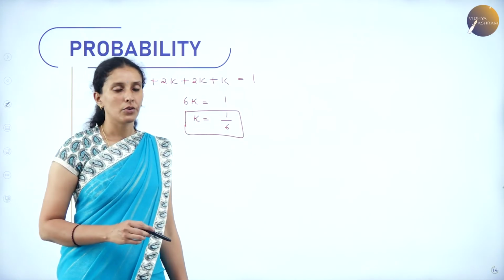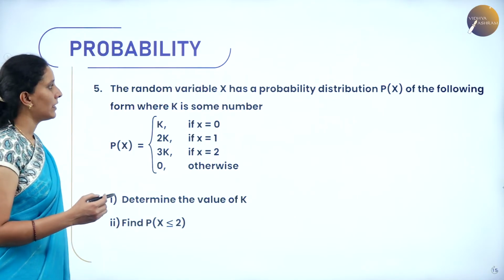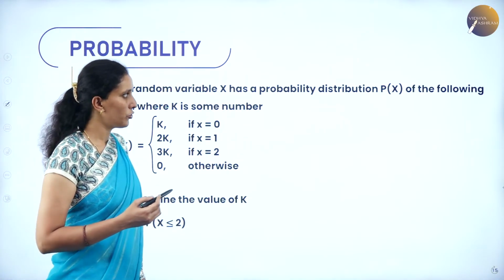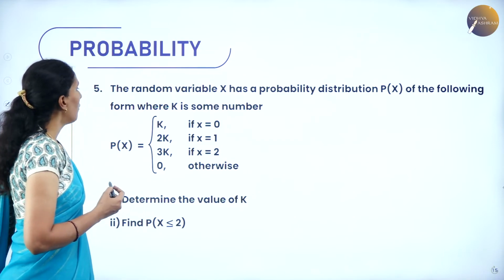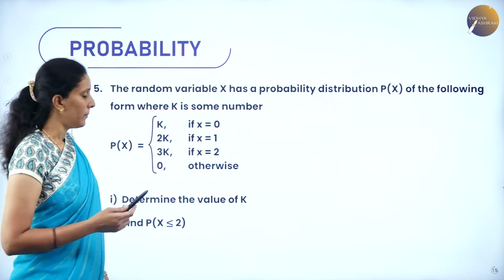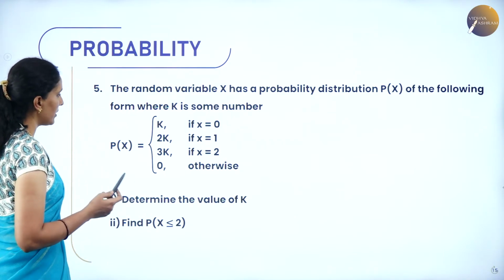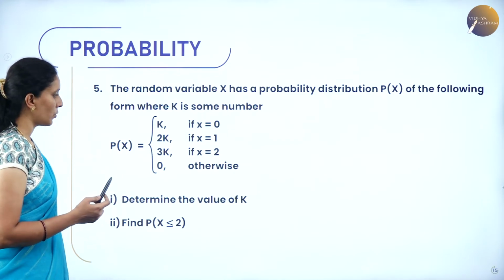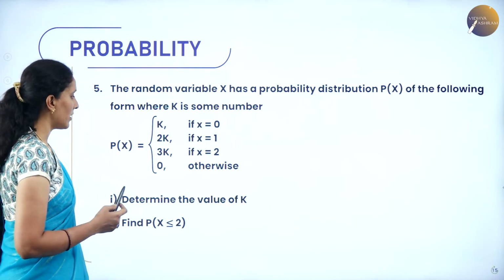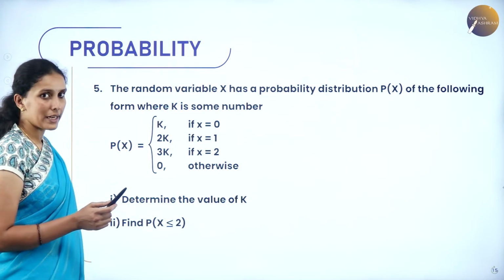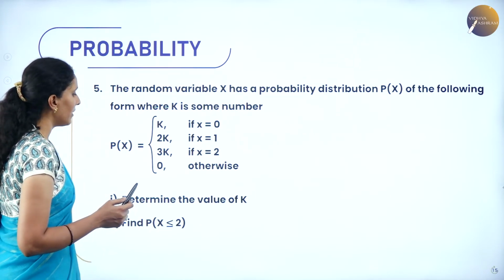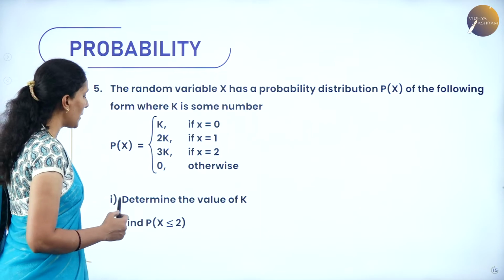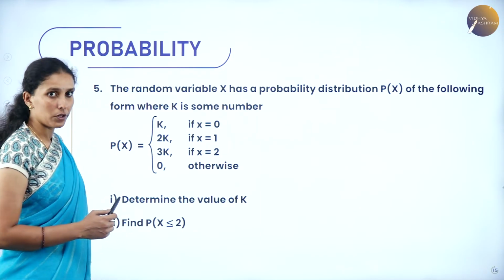Next question. The random variable X has a probability distribution P of X of the following form, where K is some number. If X is 0, it is K. If X is equal to 1, it is 2K. If X is equal to 2, it is 3K. It is 0 for any other values. Determine the value of K. Find P of X less than or equal to 2.